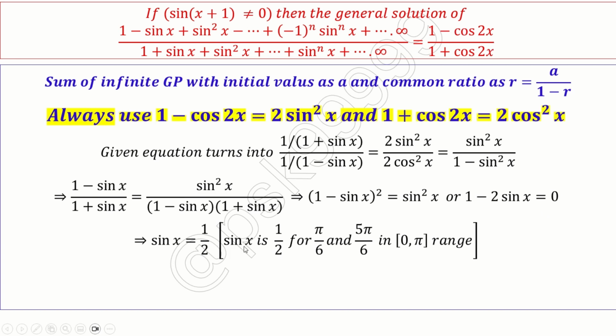Okay, now sin x is half for pi by 6 and 5 pi by 6 in the 0 to pi range. Okay, this one you should remember. So the general solution will become n pi plus minus 1 whole to the power of n, pi by 6. This is the answer for the general solution for this sin x equal to half. Okay.